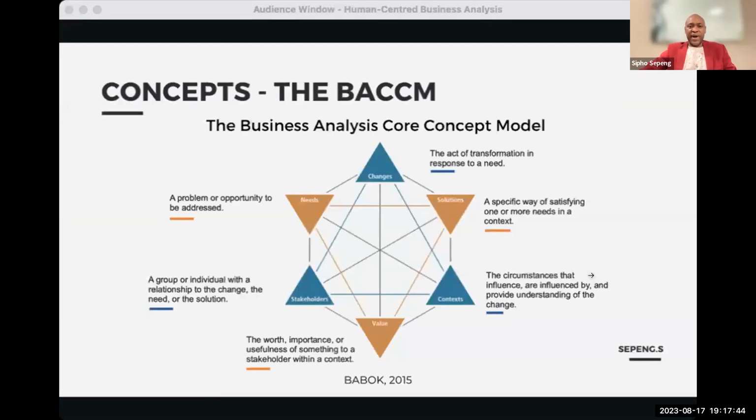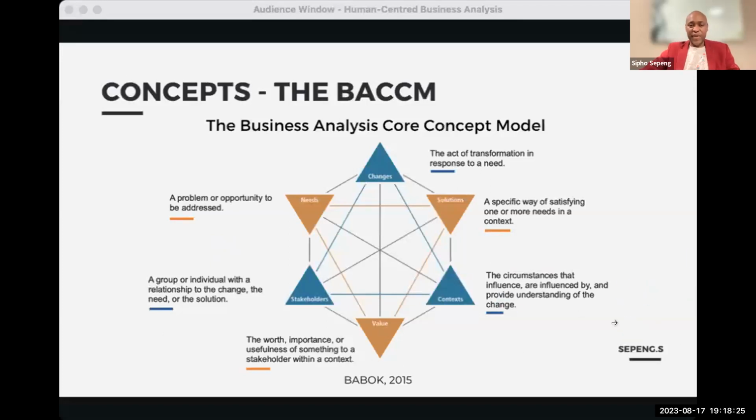Let's define some of these themes that are coming out in this definition by looking at the business analysis core concept model. You will see there that at the top, you have changes, and the changes refer to the act of transformation in response to a need. The definition also made reference to solutions, and solutions are a specific way of satisfying one or more needs in a context. It made reference as well to needs, which is either a problem or an opportunity to be addressed.